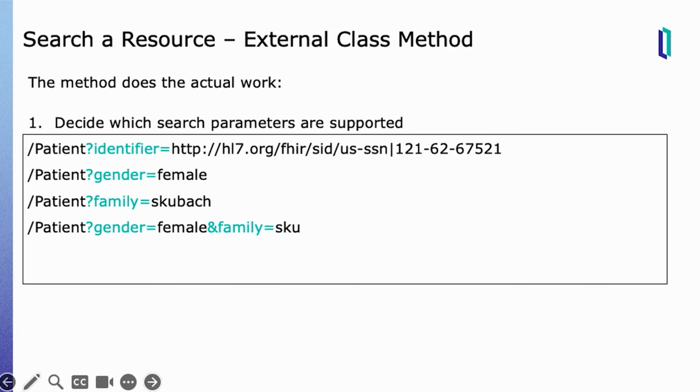So in our case, I'm going to support in my code 3 types of search parameters: social security number, which is going to be sent under identifier, a gender, and a family. And I would allow for those search parameters to be combined as well, so you can select by using 2 of them, 3 of them together. It's up to me to decide what I want to do.